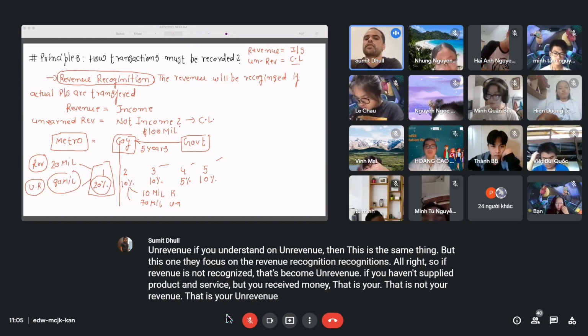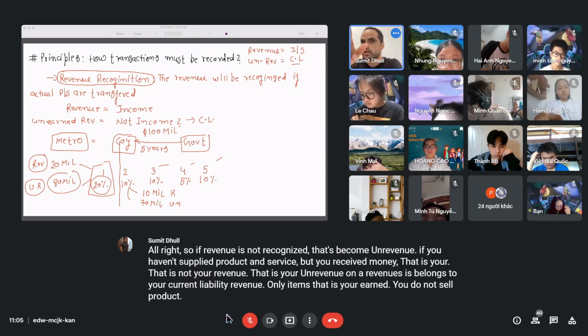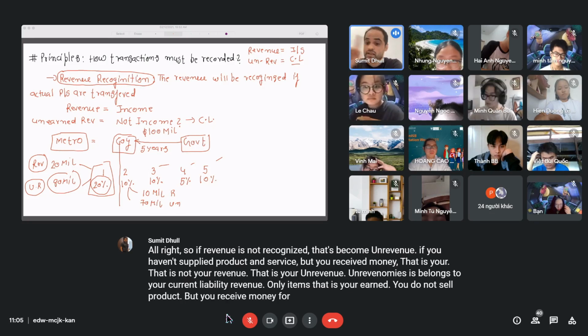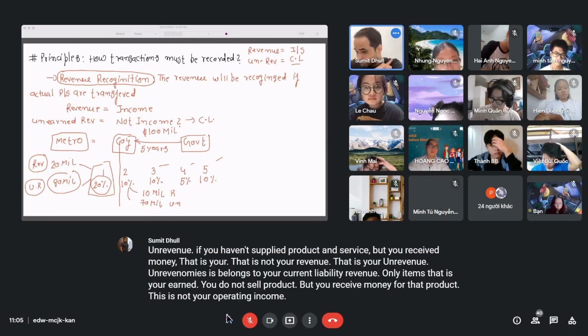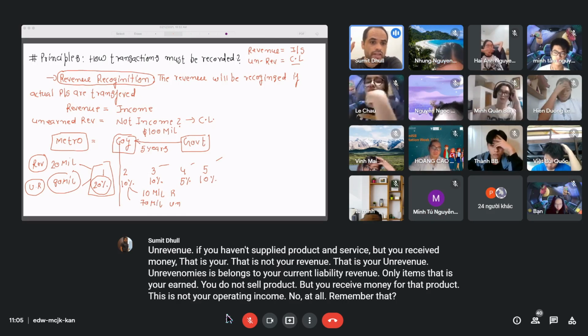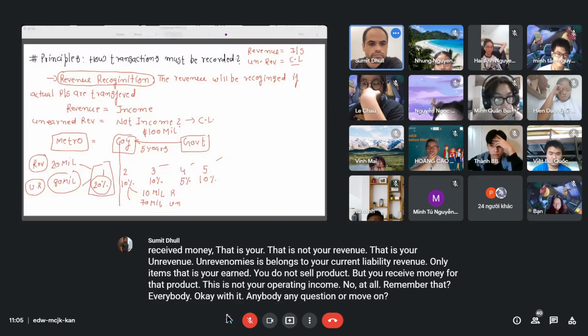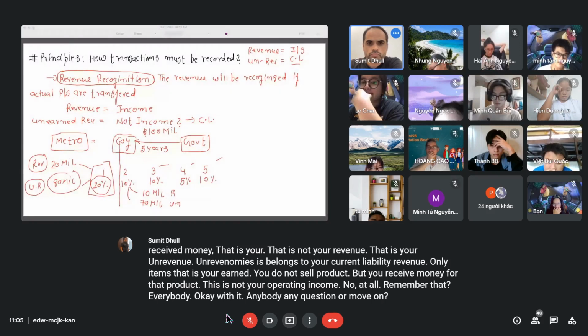Unearned revenue belongs to your current liability. Revenue is only items that you have earned. If you do not sell the product but you receive money for that product, this is not your operating income. Not at all. Remember that. Everybody okay with it? Any questions, or move on? Let's move on to the next if no questions.